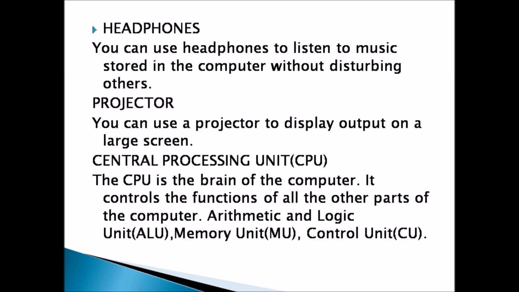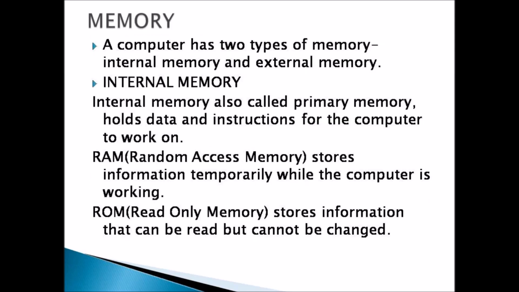Okay, children, this is all about CPU. Next one is memory. Every computer has a memory, isn't it? Where information can be stored either temporarily or permanently. A computer has two types of memory, children. One is internal memory and another one is external memory. You are going to see about the internal memory now.